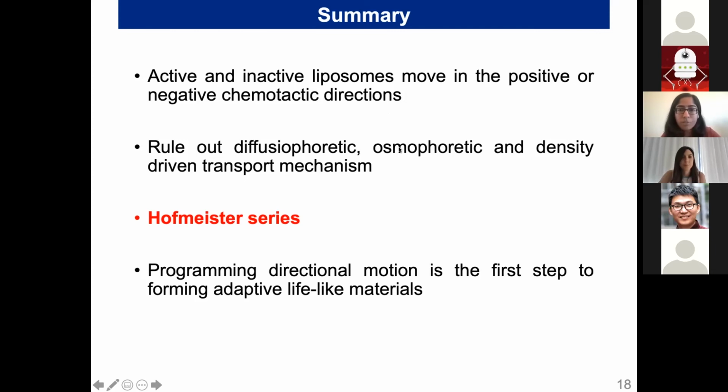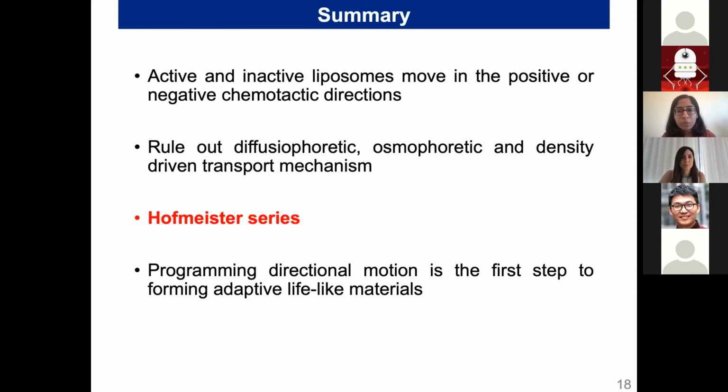Okay, so the influence of different ions on motion speed. We have not looked at all the salts. We have only looked at the salts that were relevant to the enzyme itself. For example, urease converts urea into ammonium and carbonate. So we tested the movement of urease-coated liposomes in gradients of ammonium carbonate, and indeed we see it move in the negative chemotactic direction.